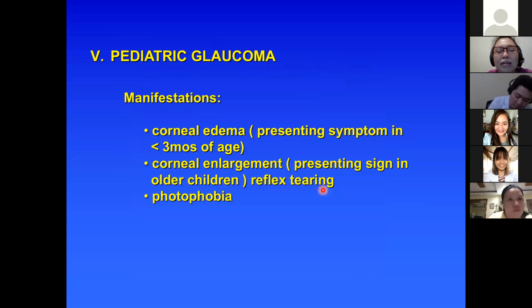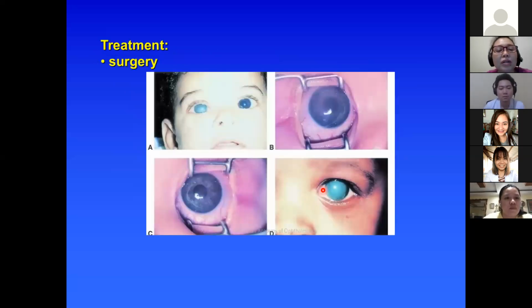Pediatric glaucoma. The presenting symptom usually is corneal edema at 3 months of age, and corneal enlargement in older children. The patient will usually manifest with tearing and photophobia. Usually, their eye will appear bluish. They're blue-eyed, but they have tearing and they have large corneas.